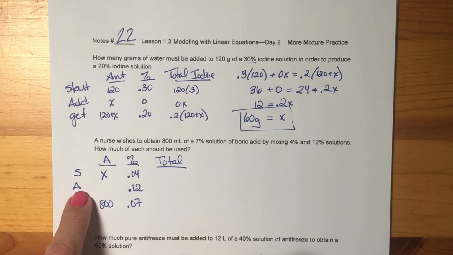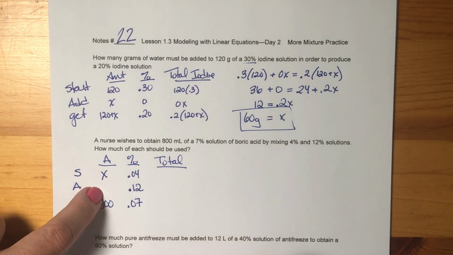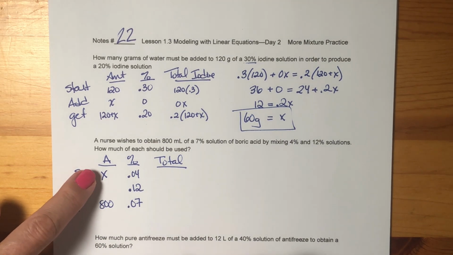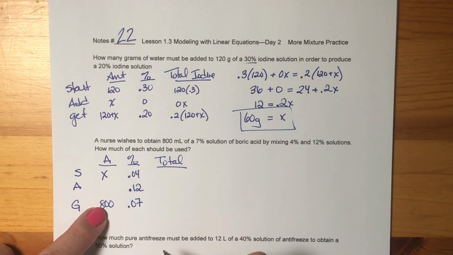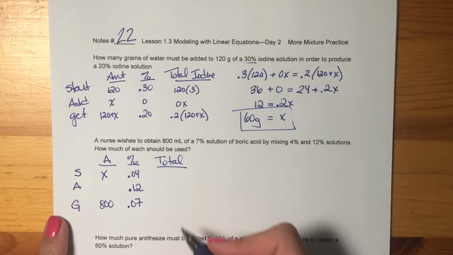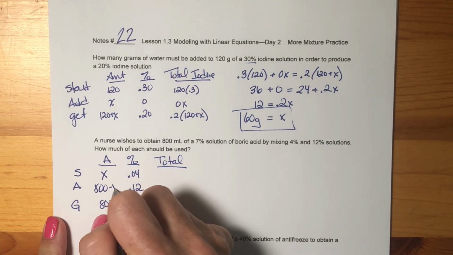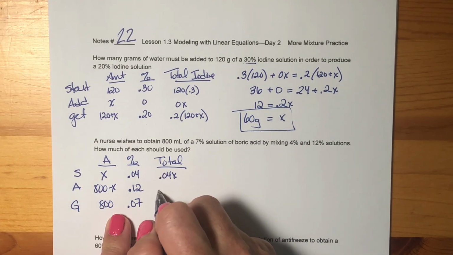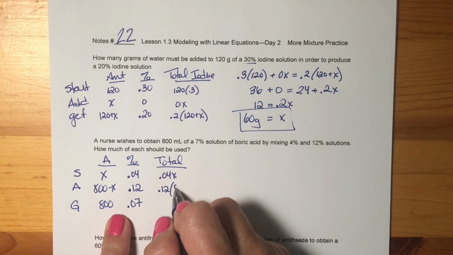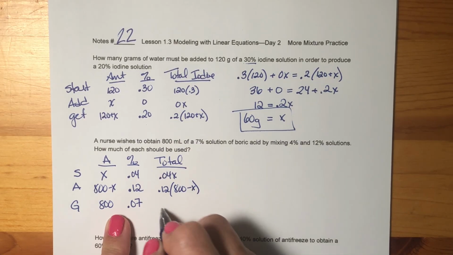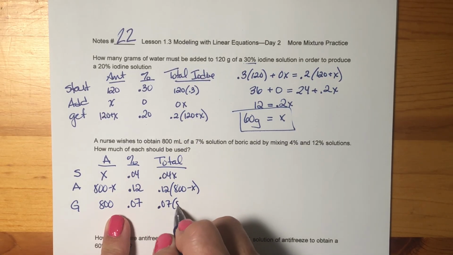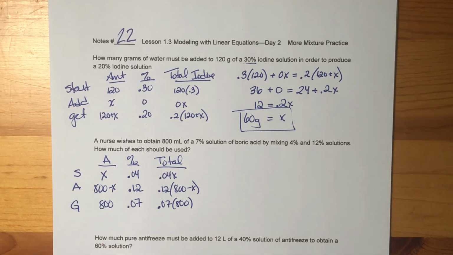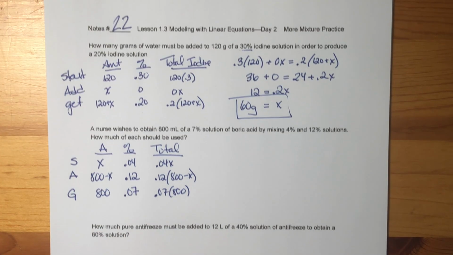Now, how much is our amount? Now, I know you're thinking, hey, let's put it in a y, but you're not going to do that. We're solving with one variable. So I'm going to have a total solution of 800, and I already have x. So that's 800 minus x. We go ahead and we multiply to set this up. So 0.04x, 0.12 times 800 minus x, and then 0.07 times 800. I'm going to leave it for you to set up the equation. Go ahead and solve the problem. Okay? Let's go to the next one.